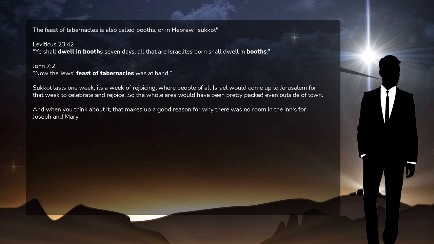Sukkot lasts 1 week. It's a week of rejoicing, where people of all Israel would come up to Jerusalem for that week to celebrate and rejoice. So the whole area would have been pretty packed even outside of town. And when you think about it, that makes up a good reason for why there was no room in the inns for Joseph and Mary.